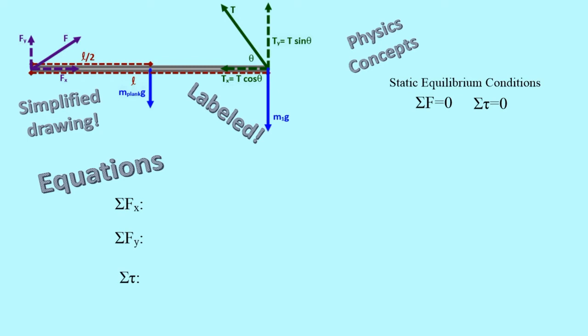Now, in the equations, we're going to have three sets of equations. There's a sum of x and a sum of y. This is different from the past examples because there's usually only been two equations dealt with, and that was the force and the torque. But in this case, the force has been broken down into an x and y direction, as there are x and y forces.